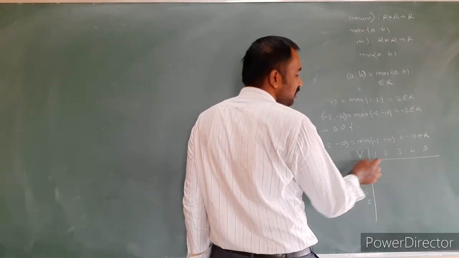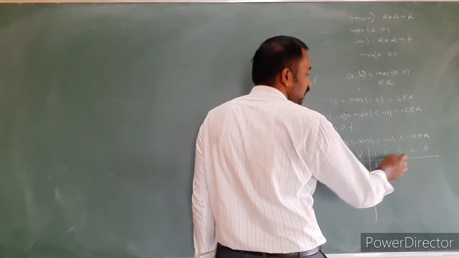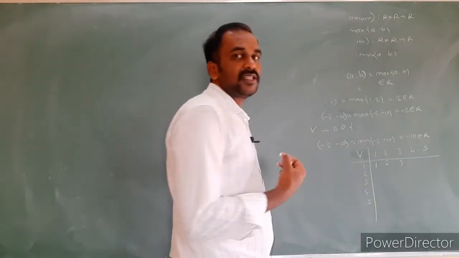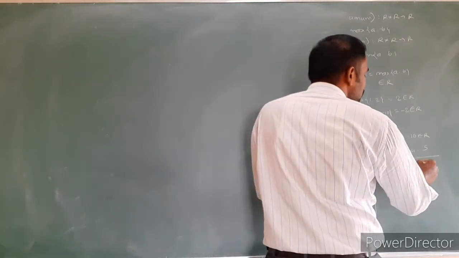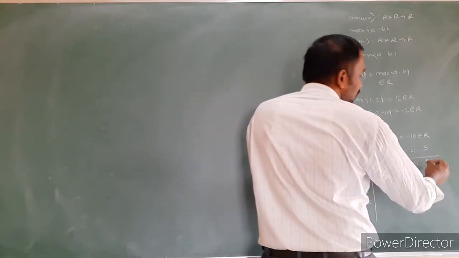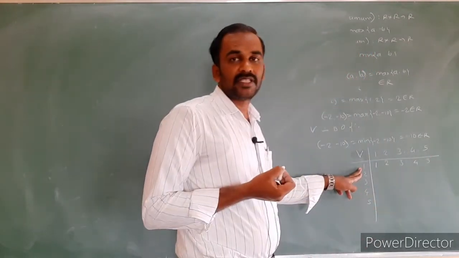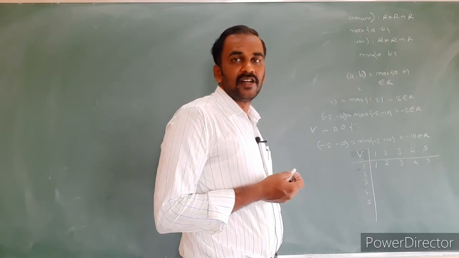1 and 2. Which one is the maximum? 2 is the maximum. 1 and 3. Which one is the maximum? 3 is the maximum. 1 and 4. Which one is the maximum? 4 is maximum. 1 and 5. Which one is the maximum? 5 is the maximum. This is how we have to write the operation.